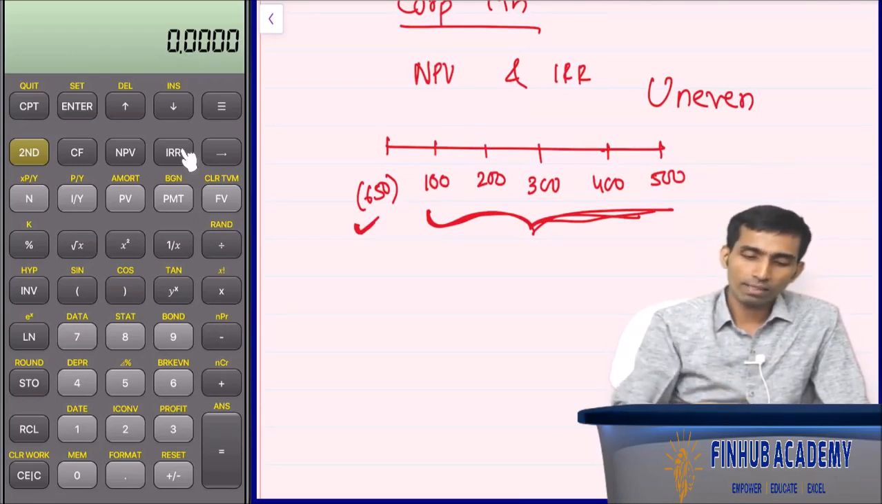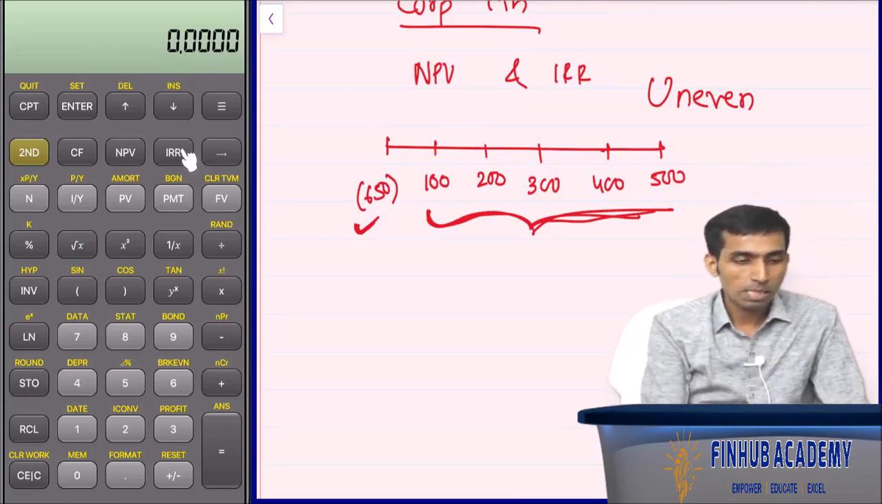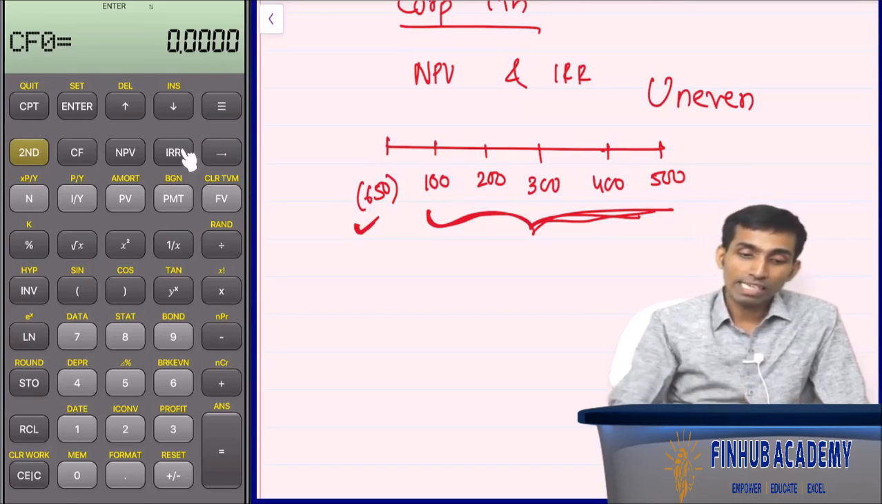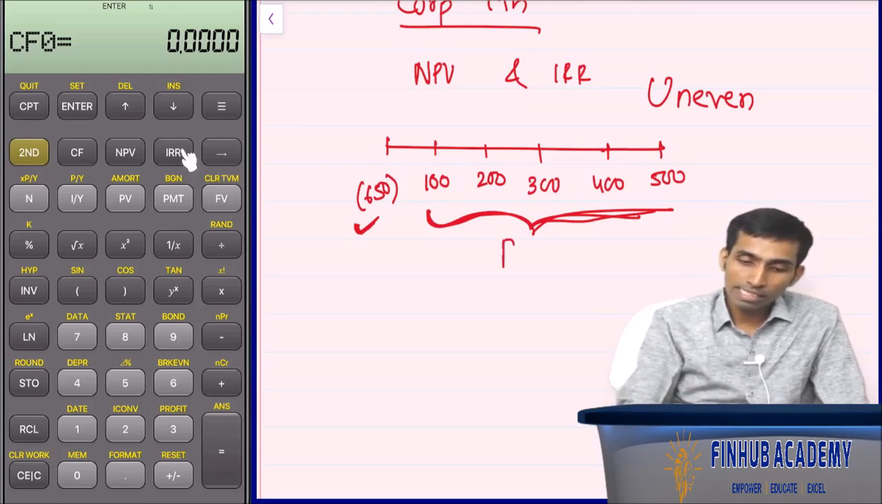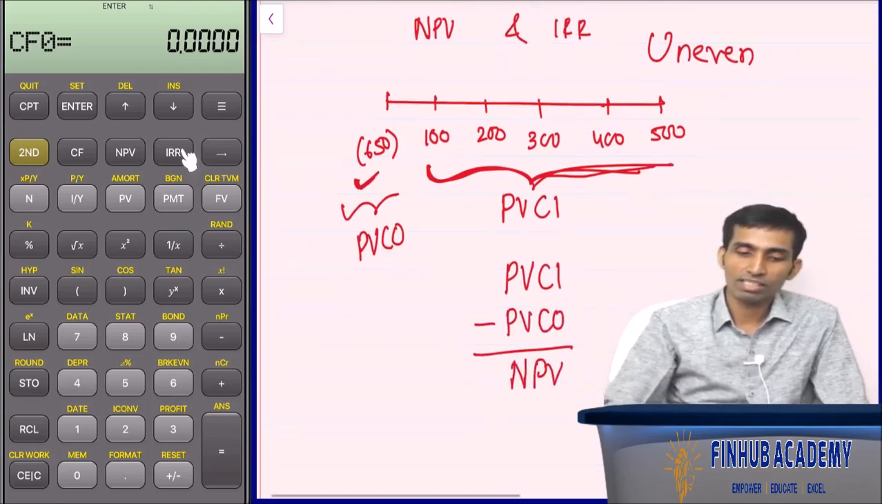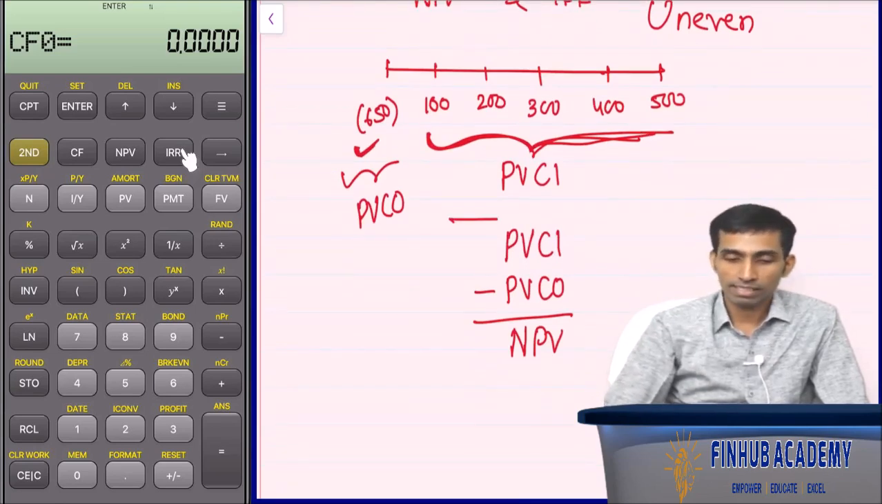Let us do one thing. What I'm doing is, I'm putting this in cash flow mode. I press this CF. So CF 0 it is asking. So what is NPV? I will calculate the present value of cash inflow. This is already an outflow and it is at present value. So the difference of PVCI minus PVCO gives you NPV. Is that clear? Like this.